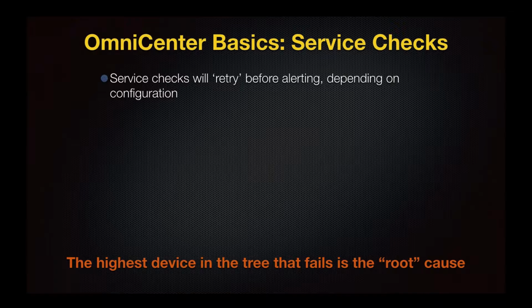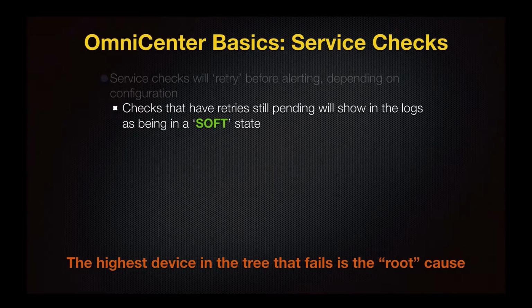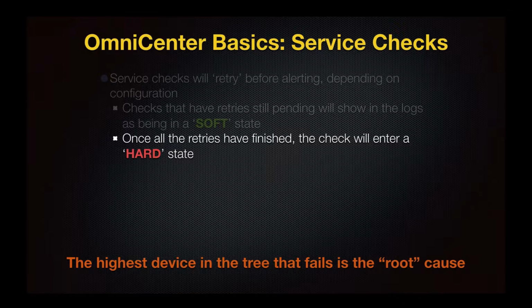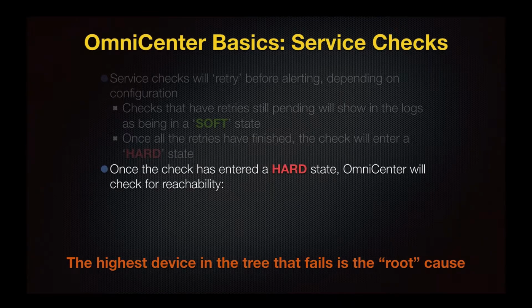So we'll look at the timers here in a little while, and you'll see there's actually an indicator where you can see if the service check has got retries pending or if it's already reached its limit of retries. So if it's still got retries pending, it's going to show up as being in a soft state. And then once it reaches that maximum number of configured retries, it'll go into a hard state. The hard state will then trigger a reachability check.